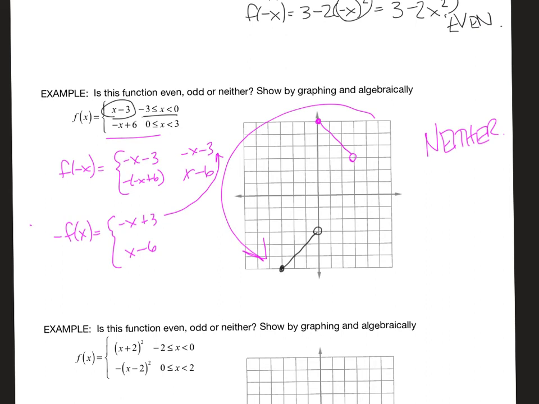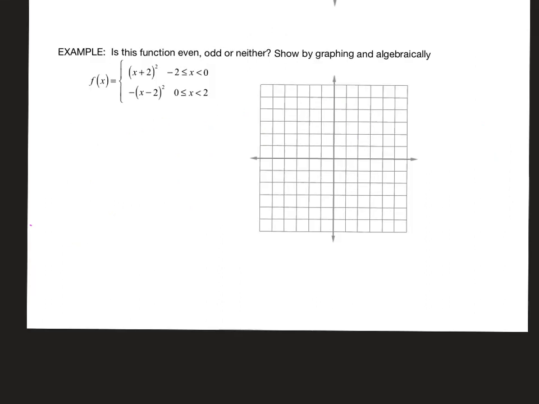Okay, let's move this up. Okay, so another piecewise function. All right, the top one I'm going to do in blue. It's a parabola, but it only goes from negative 2 to 0. All right, so let's see. It's been moved left 2. There's the vertex. And then over 1, up 1, over 2, up 4. 0 is not included, so that's an open circle. Okay, so there's the top one graphed in blue.